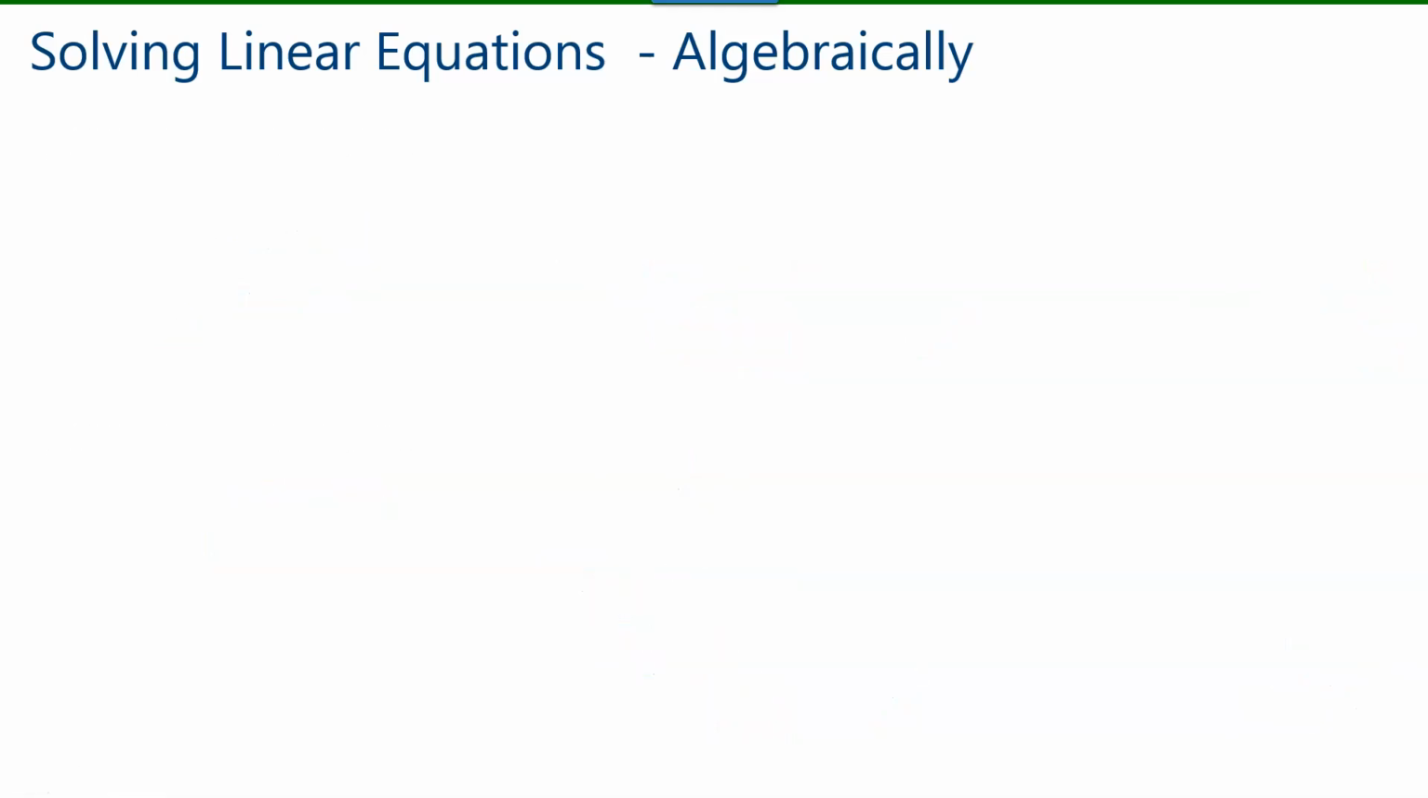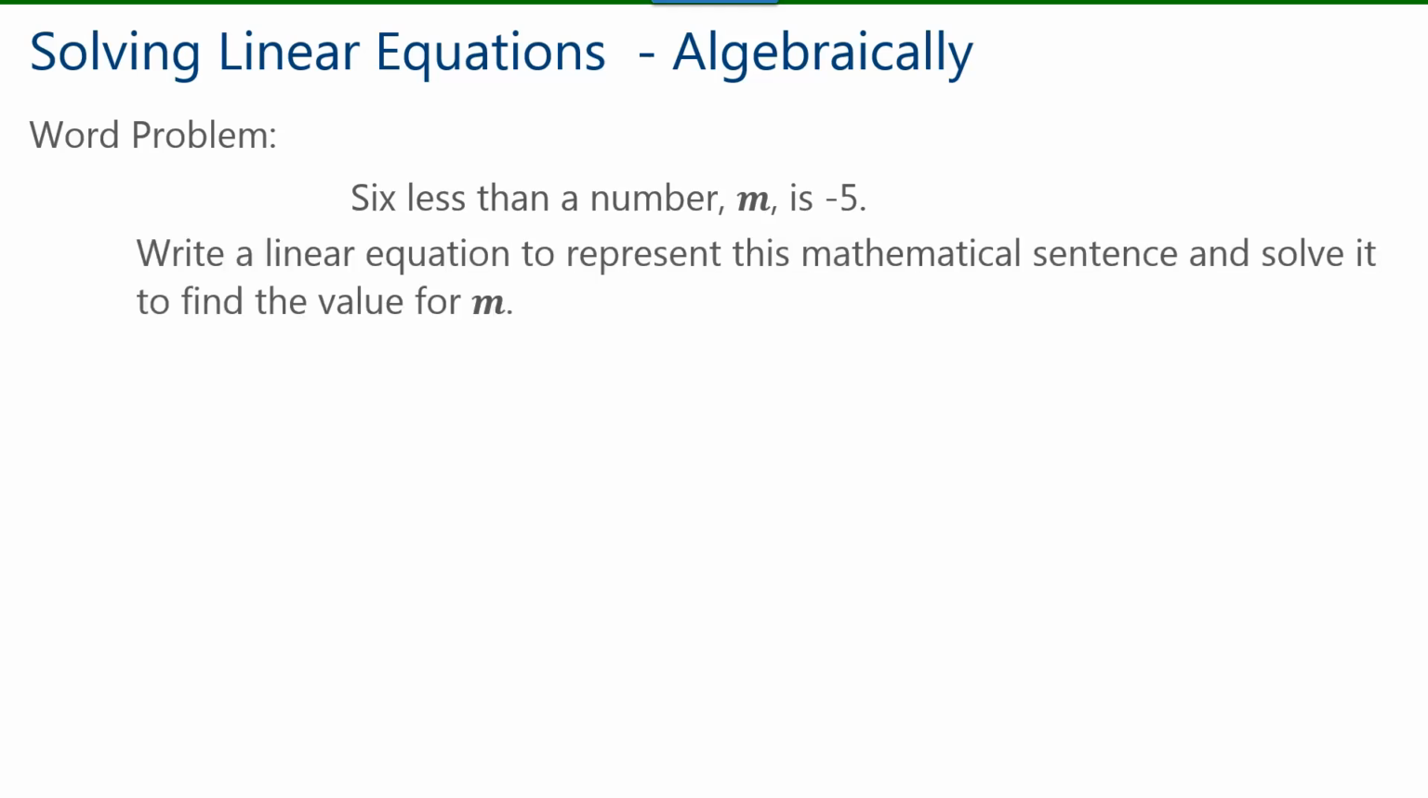Let's conclude this lesson with a word problem. Your mathematical sentence is 6 less than a number m is -5. Our task, we have to write a linear equation to represent this sentence and then solve it to find the value for m. 6 less than a number. That tells me my number has to come out in front. So my m, my variable, is out in front. 6 less than that, subtract 6, gives me the equality, -5. So here's our equation. m subtract 6 equals -5.